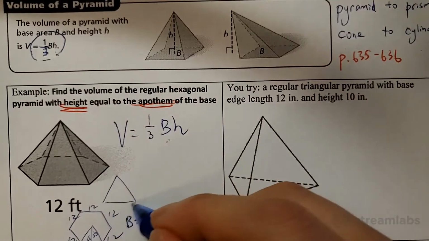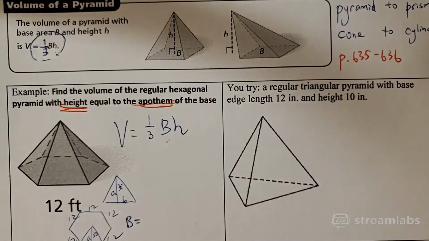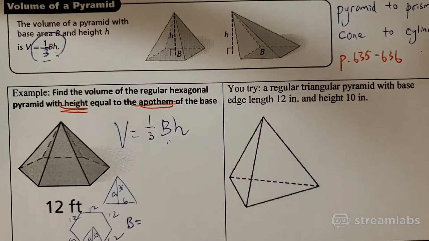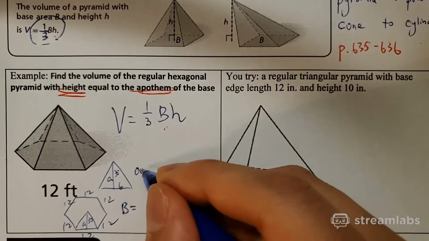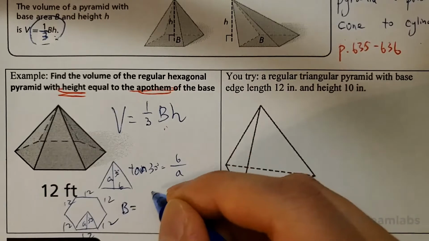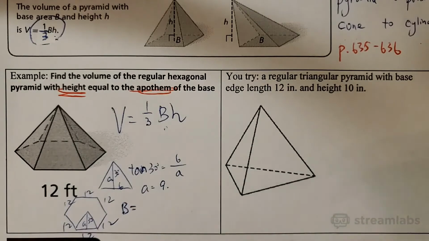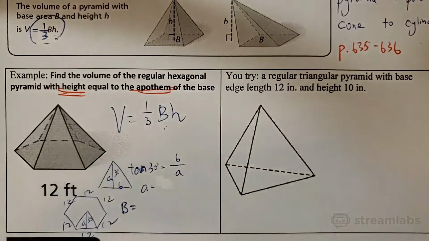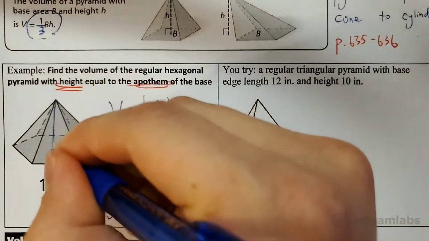Let me amplify a little bit. 30 degrees here, 6 here, and you want to find the apothem. So the apothem ends up being tangent 30 equals 6 over A. So A ends up being 10.392. Okay. Once you know that, you also know the height is the same thing as A.